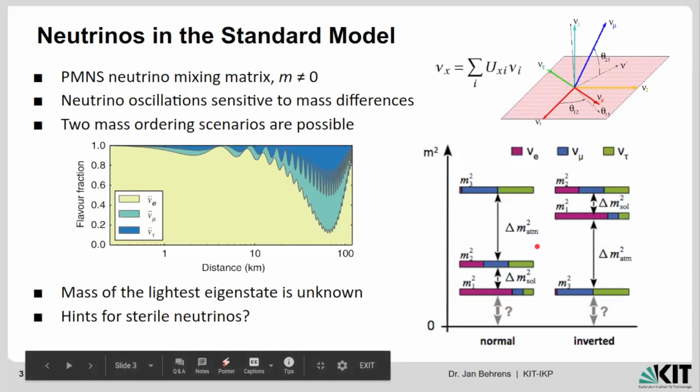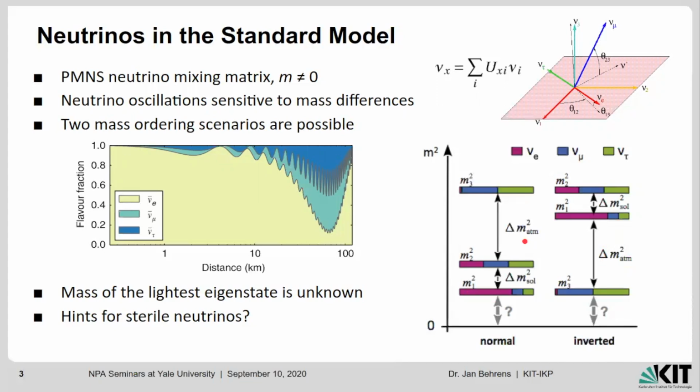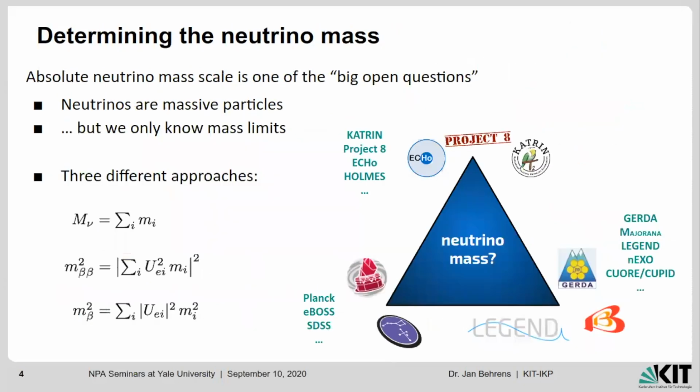On top of that, we also have some hints, at least for sterile neutrinos, which would extend this model again by at least 1 more flavor eigenstate, mass eigenstate. So we can say that the absolute neutrino mass scale is one of the big open questions for the reasons I just mentioned. We know that neutrinos are massive particles, but we only know mass limits.